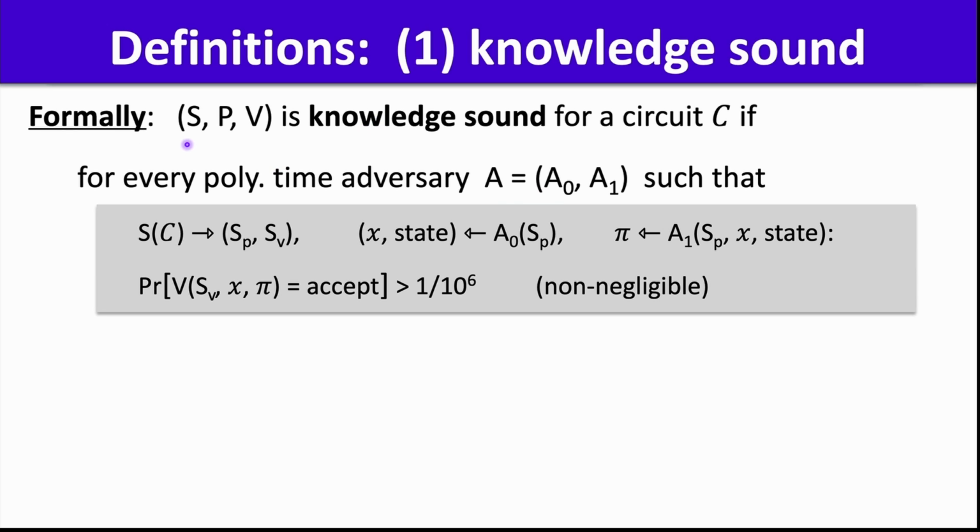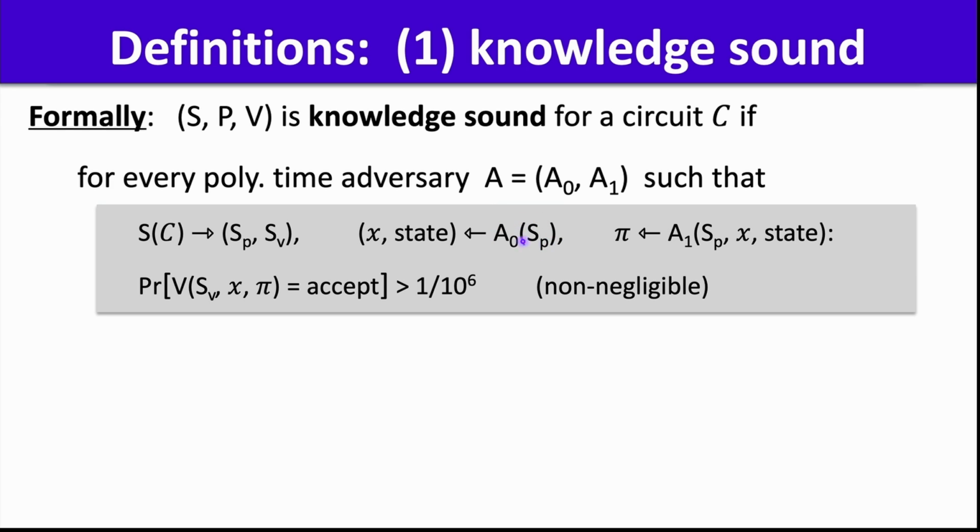Formally, we say that a SNARK system (S, P, V) is knowledge sound for a particular circuit C if the following condition holds. We look at a polynomial time adversary called A, and this adversary is going to masquerade as the prover, trying to prove a statement even though it doesn't know the witness for that statement. The adversary works as follows. As usual, we run our setup procedure to generate S_p and S_v. Now we run the first part of the adversary. We break the adversary into two parts, which we'll call A0 and A1. This is for convenience; we'll see why in just a second.